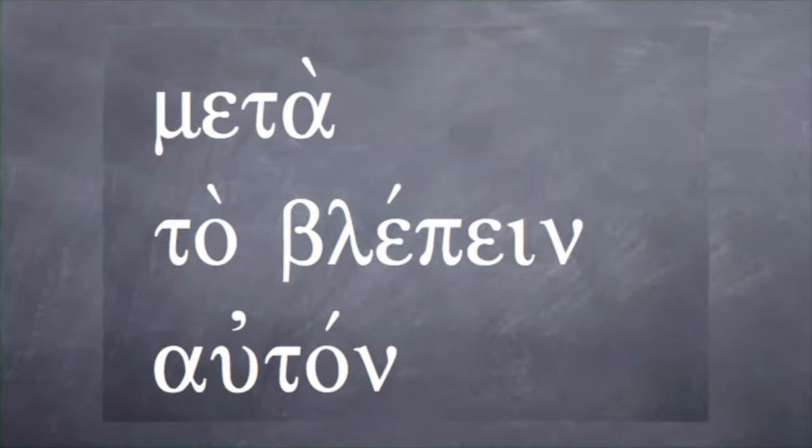Meta will always be followed by an article in the accusative, and it's going to mean "after." That one's really easy to remember. So if you have meta ta blepein auton, it's "after he sees." Okay, so you have 6 new vocabulary cards, and each of these prepositions with the articular infinitive, and make sure that you memorize them as such.